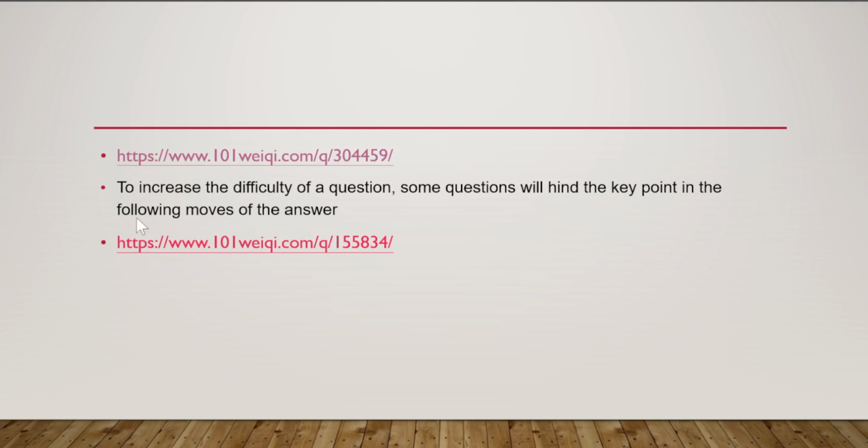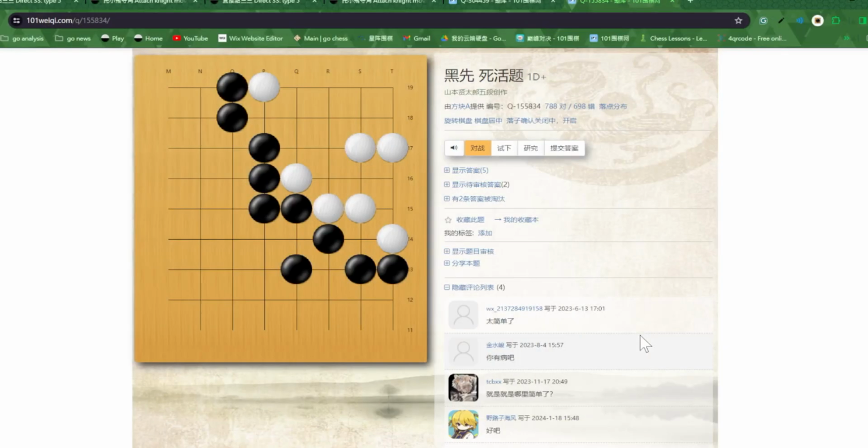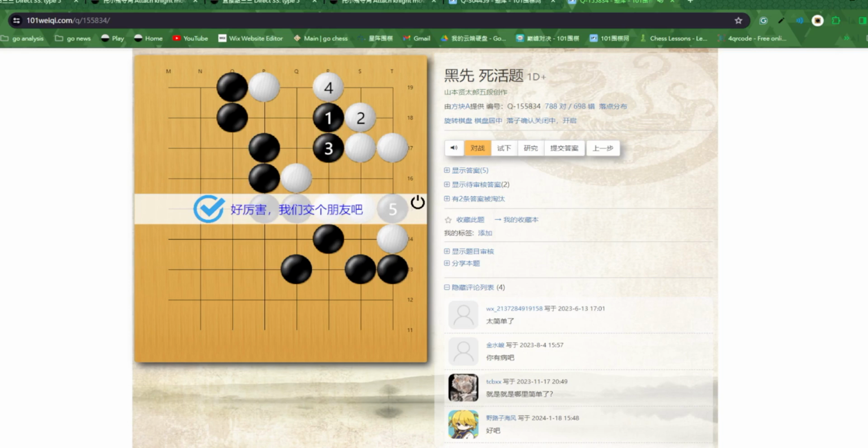This question has increased the difficulty by hiding the key points in the following moves. Again, you may spend some time to study the question. Otherwise, I will go through the answer. The answer for this question is, after 2 center, black plays this move. If you find black 5, brilliant. That's the correct answer.